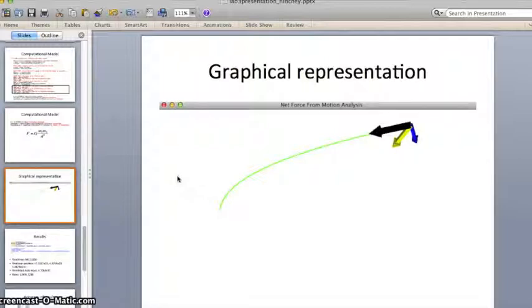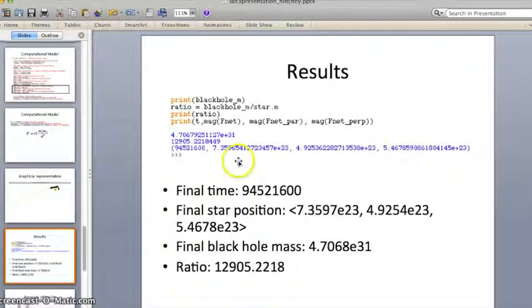This is the graphical representation at the end of the orbit. In the beginning, the parallel and perpendicular components were larger, but as the star moved closer in orbit to the black hole, the magnitude of F net increased, as you can see. In the end, the final mass of the black hole was over 12,000 times as big as the star.